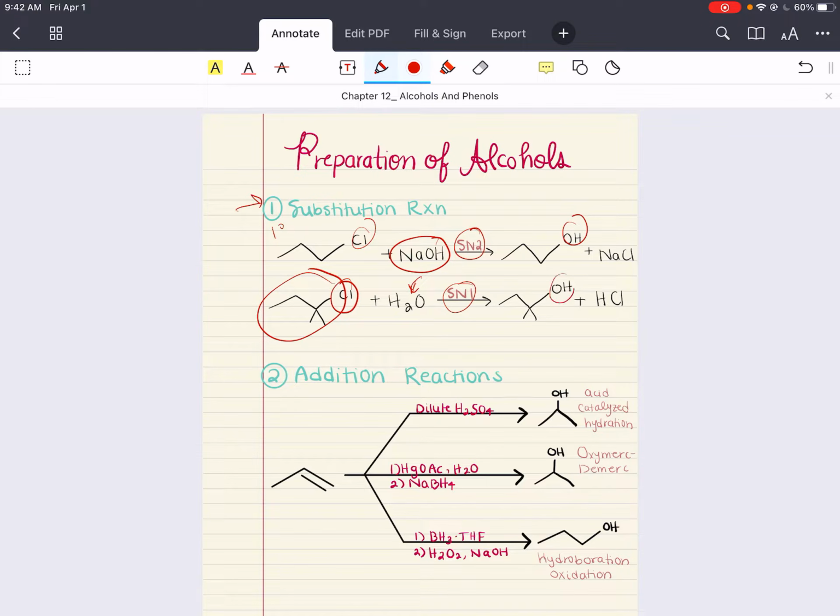We're going to replace that chlorine with a hydroxyl group. And again, we've prepared an alcohol. Now, something to remember with a secondary substrate, neither SN2 nor SN1 is particularly effective for preparing a secondary alcohol. Under SN1 conditions, the reaction is going to be a little too slow. With SN2 conditions, we're actually going to favor elimination over substitution. So preparing secondary alcohols using substitution reactions is not the best way to go.